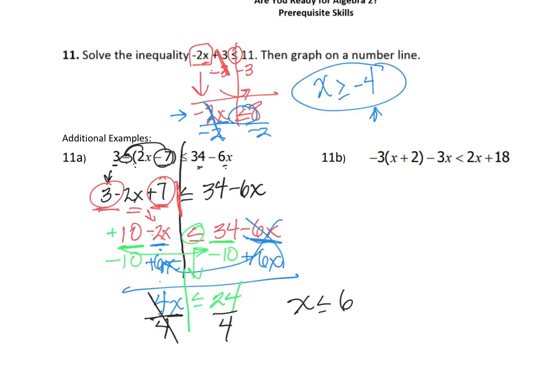And I do not need to flip the sign because I did not divide. This number on the bottom was not negative. It was positive. So if I'm not dividing or multiplying by a negative, I don't need to flip the sign.